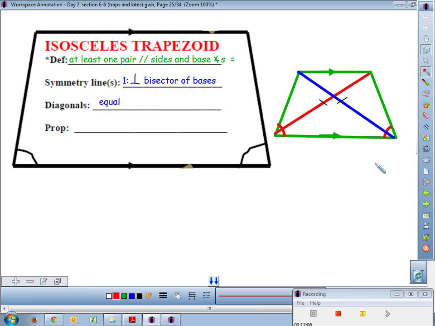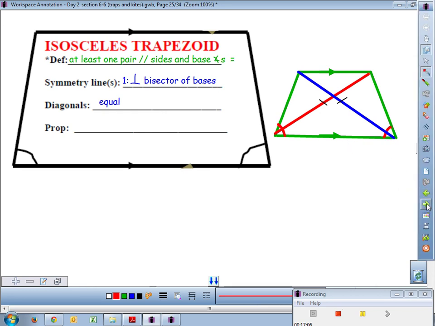The diagonals of an isosceles trapezoid are equal to each other. So as you can see when I have them drawn in, the red guy and the blue guy are the same length. They do not intersect at a 90, so they're not perpendicular to each other. They do not cut each other into 2 equal pieces, so they do not bisect each other, but they are the same length. That's it. They're just the same length.